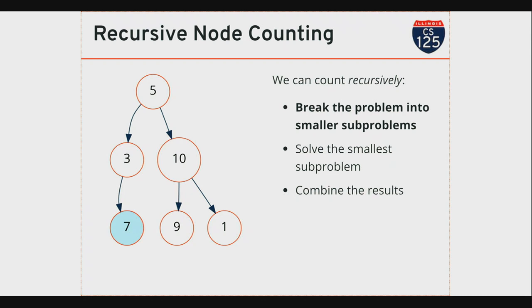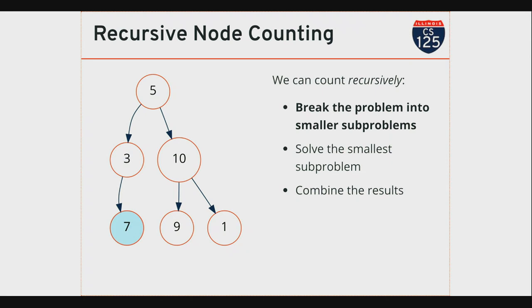Not a trick question. If I give you a node and it doesn't have a right subtree and a left subtree, then the number of nodes is 1. Yeah, so now this is the smallest possible subproblem, and I've solved it. Once I get to a node that has no children, I'm done.